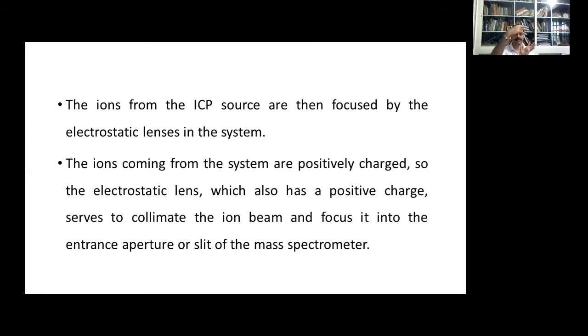On either side, we have this electrostatic lens. As the ions pass, they are deflected by this electrostatic lens because it is also having positive charge. From either side, when these ions of the sample are deflected, naturally that will form a narrow beam at the center so that it can focus to the small aperture or slit of the mass spectrometer.